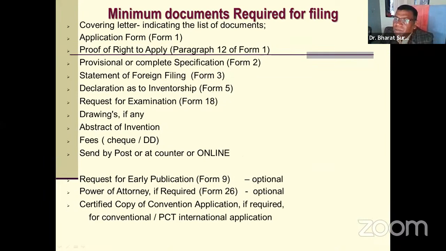Form 1 is required for applicant details. In paragraph 12, all the inventors have to sign; that is called proof of right. Form 2 is required for filing the patent application. Form 3 is for foreign filing. If you are filing the same technology in foreign countries, you have to mention which country and what the status is. Form 5 is to add your friend's name as an inventor. Form 18 is the request for examination.